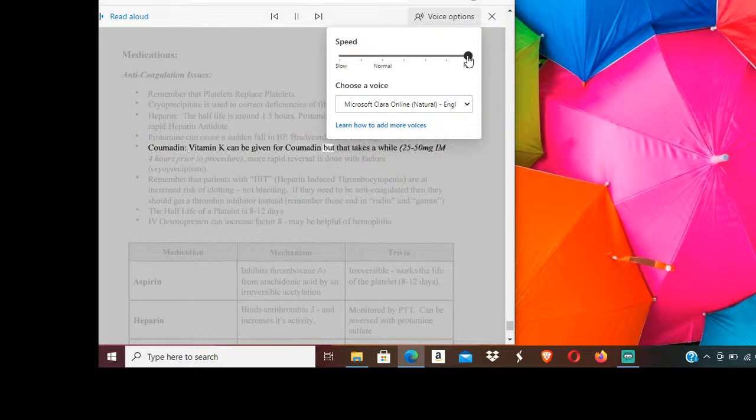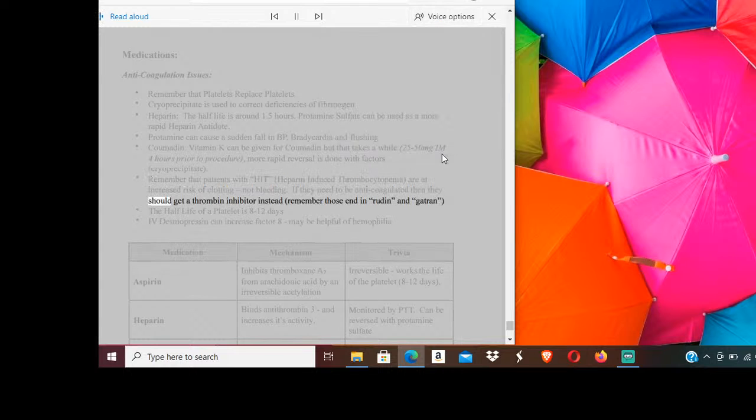Coumadin: vitamin K can be given, but that takes a while, 25 to 50 milligrams IM for hours prior to the procedure. More rapid reversal is done with factors and cryoprecipitate. Remember that patients with HIT, heparin-induced thrombocytopenia, are at increased risk of clotting, not bleeding. If they need to be anticoagulated then they should get a thrombin inhibitor instead. Remember those end in rudin and gatran.